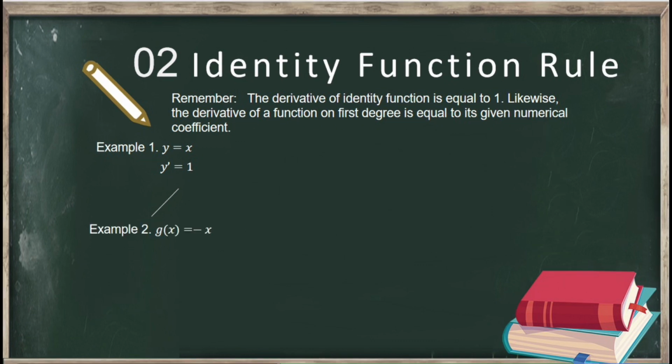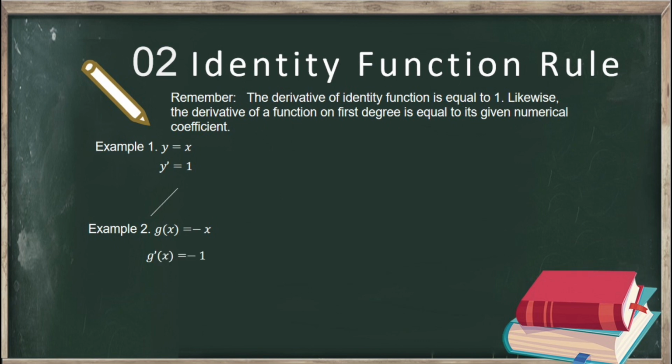Another example, we have g of x is equal to negative x. Simple lang siya, mga anak. You just look for the coefficient niya kauban ni variable. So, kauban niya is negative 1. So, ang iyang derivative is negative 1.